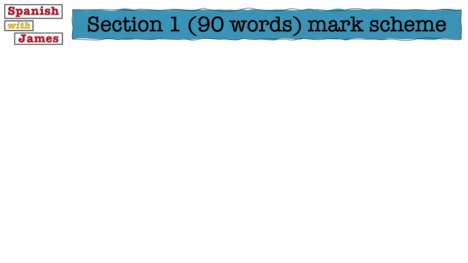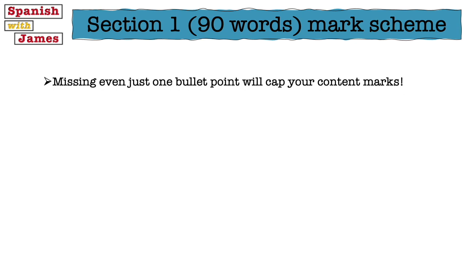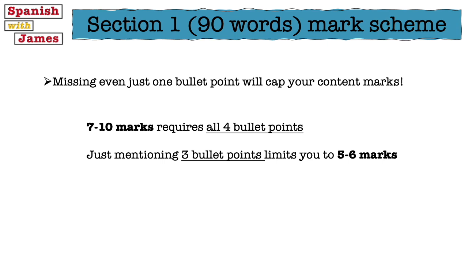Looking at how the bullet points are of importance, missing even just one bullet point, it will cap your content marks. Even if everything you say about the other 3 is really, really good, it will still cap your marks. So to get anything above 7 out of 10, so to get 7, 8, 9 or 10 out of 10, you need to have all 4 bullet points. If you just mention 3, you accidentally miss one, or you don't mention it in a way that's clear enough to the examiner, it will limit you to a maximum of 6 marks.